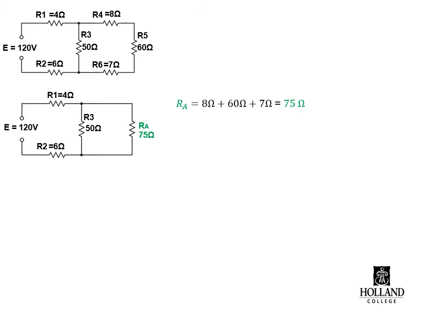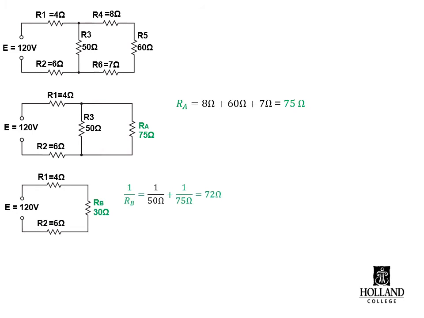Now you can put R3 and RA together in parallel to give you an equivalent RB, where RB is equal to 50 and 75 in parallel, which gives you 30 ohms. You can now combine 4, 6, and 30 to give you an RT of 40 ohms. Now you can start working your way back.